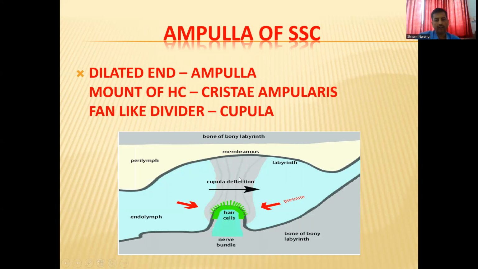This divider is called the cupula, and the cilia of these hair cells lie freely in the cupula. So whenever there is a movement of the endolymph, there will be a movement of the cupula and the cilia of the hair cells in the same direction.